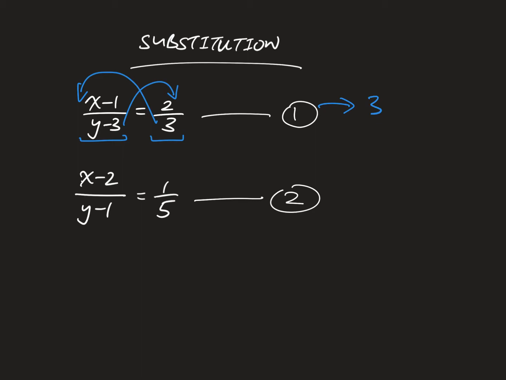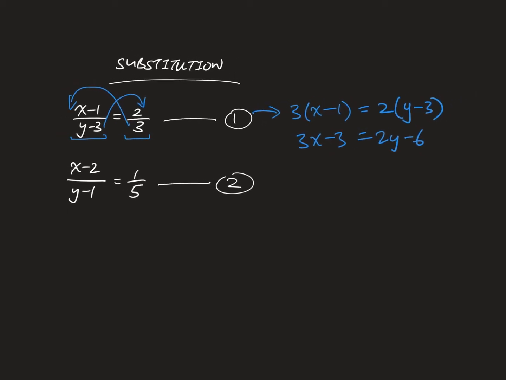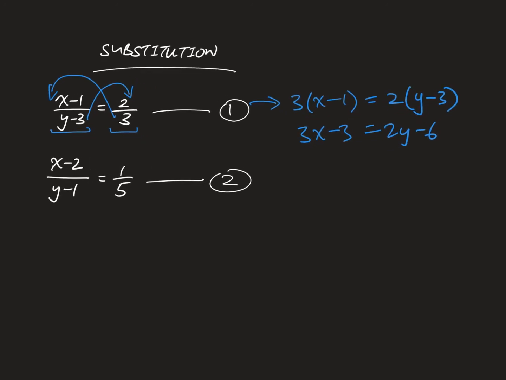So 3 multiplied by x minus 1 is equal to 2 multiplied by y minus 3. And then now let's do a little bit of expansion and simplification. So we have 3x minus 3 equals 2y minus 6. And maybe let's leave it like this for now. And now let's move on to equation 2.